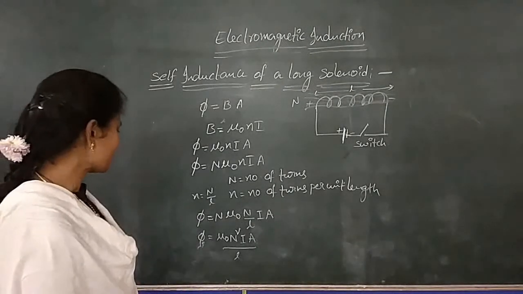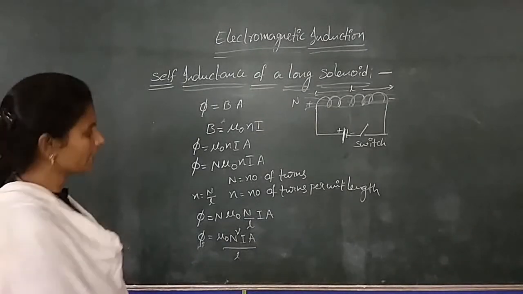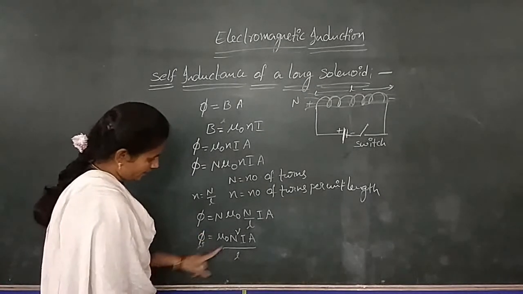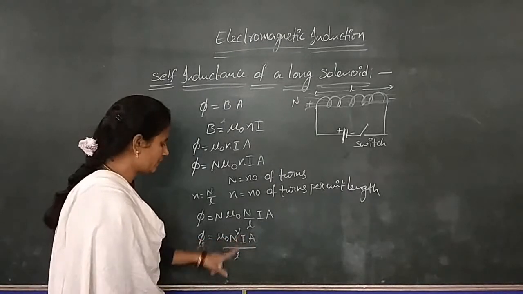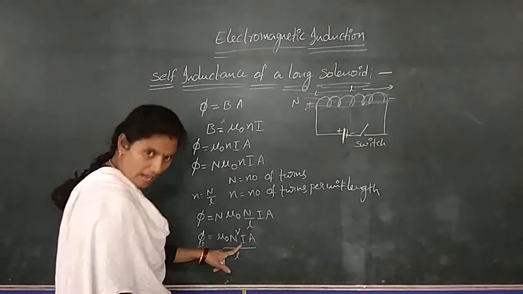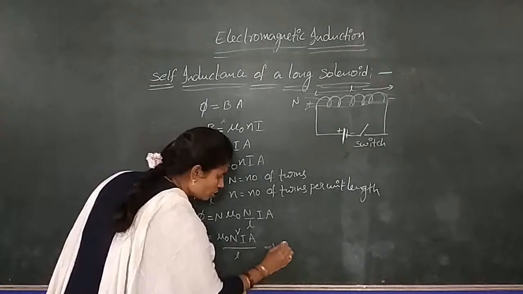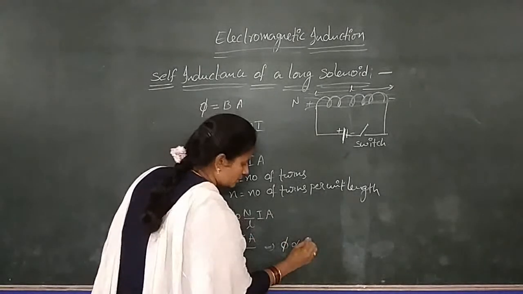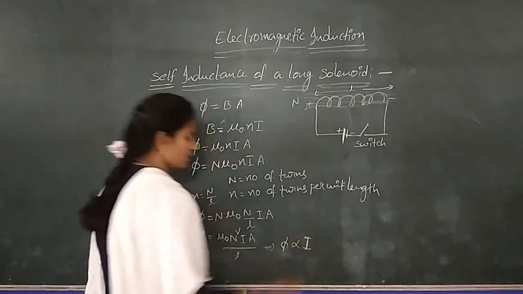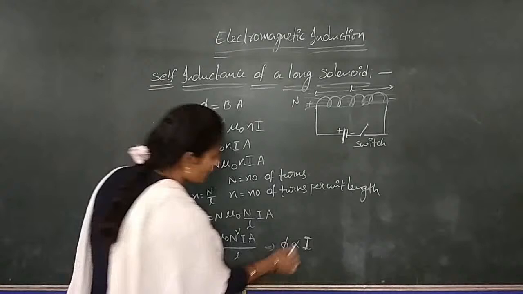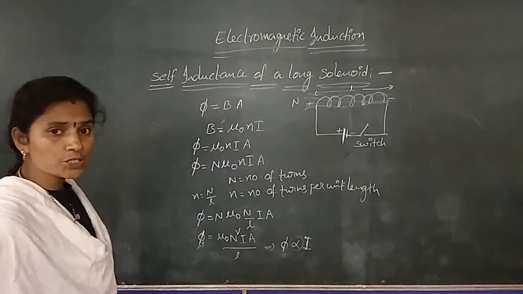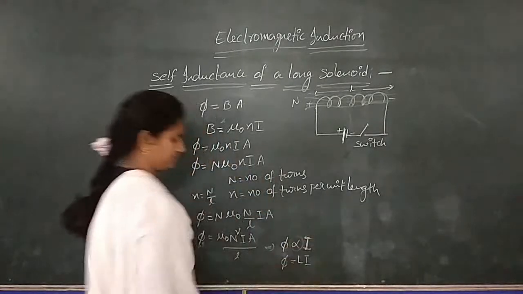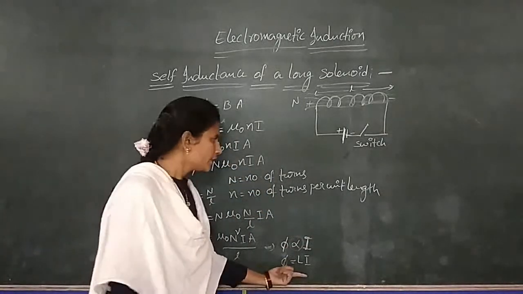Now what is the self-inductance of a solenoid? We have to calculate it. See, these are all constants, but the flux varies with I. So what do we conclude? Flux is directly proportional to I. Whenever we remove the proportionality sign, we must add a proportionality constant, that is L. So flux phi is equal to L into I.